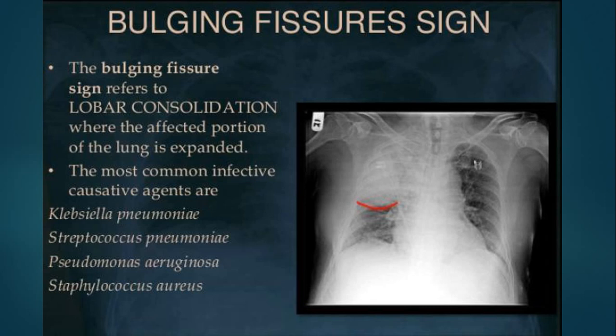Other possible causes include Streptococcus pneumonia, Pseudomonas aeruginosa, and Staphylococcus aureus pneumonia. So when you see the bulging fissure sign, the first thing you look for is Klebsiella pneumonia. Other possible differentials include Streptococcus, Pseudomonas, and Staphylococcus pneumonia.